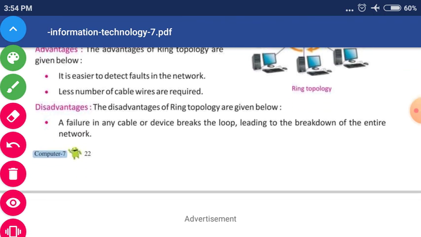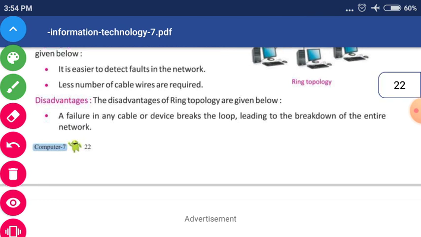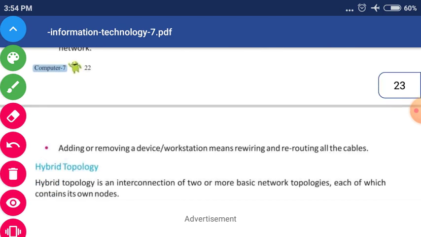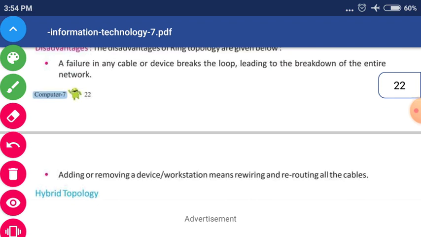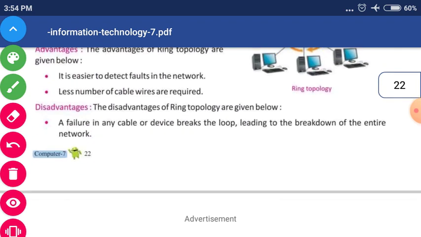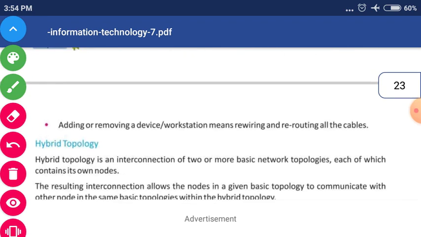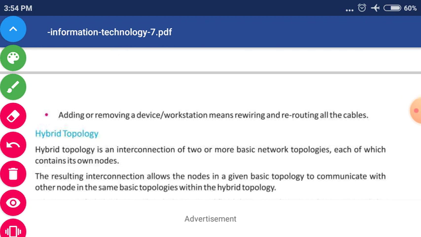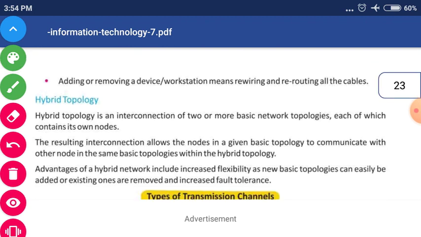If any cable or device is broken, then the whole communication of the network is hampered. So our work is stopped. This is the main disadvantage of ring topology. Also, adding or removing a workstation means rewiring and rerouting all the cables in ring topology.